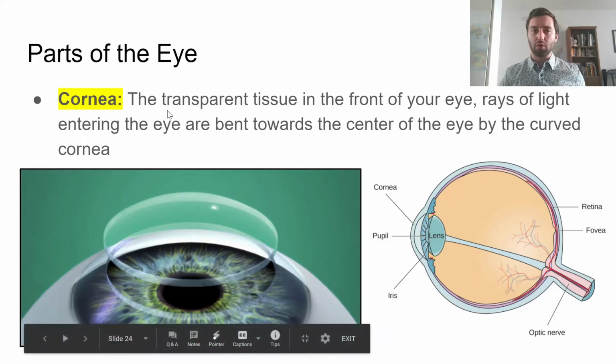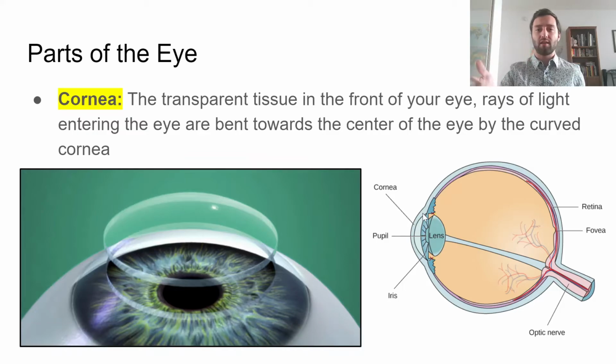So again, really important. It's also a little bit protective, right? It makes sure that nothing else gets into these other parts of the eye. But it's this protective, tissue layer, and its main job is to bend that light in.